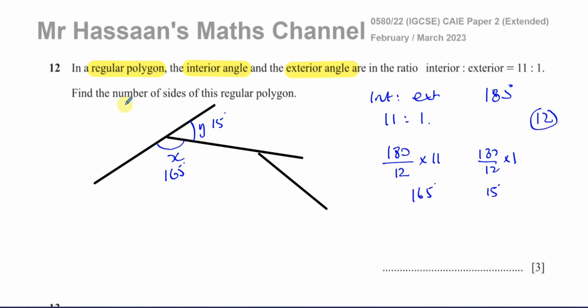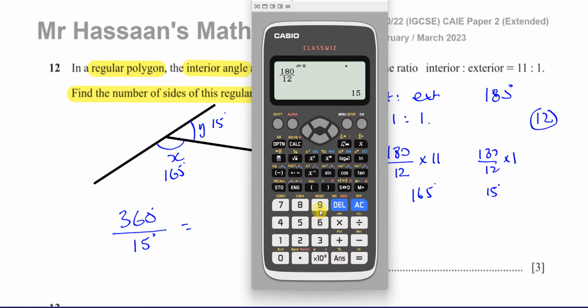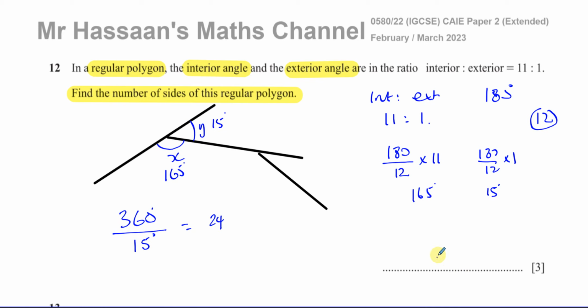So we want to find the number of sides of this polygon. Now, the number of sides of a regular polygon can be found very easily by taking the total sum of the exterior angles. The sum of the exterior angles in any polygon is going to be 360 degrees. If you divide that by the size of each exterior angle, that will give you the number of sides. So 360, if you divide that by 15, that gives us our answer, 24. So there's 24 sides to this polygon.